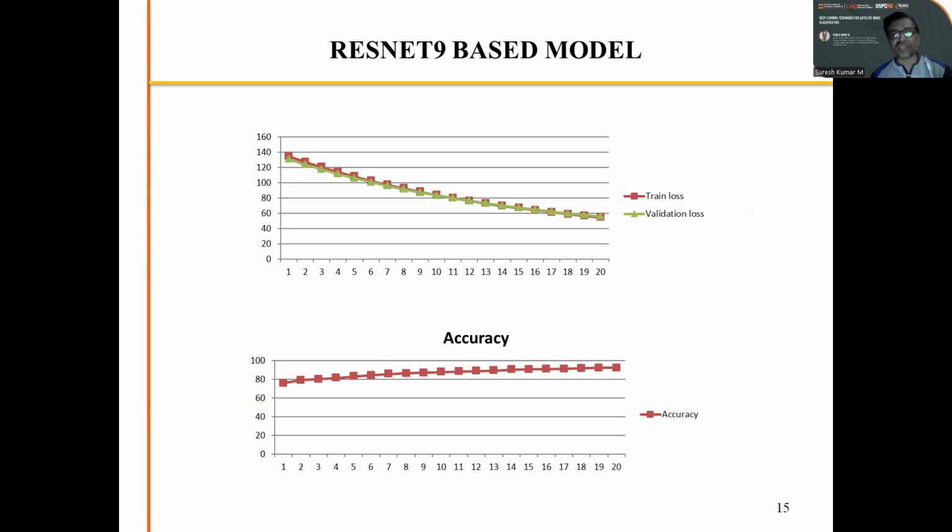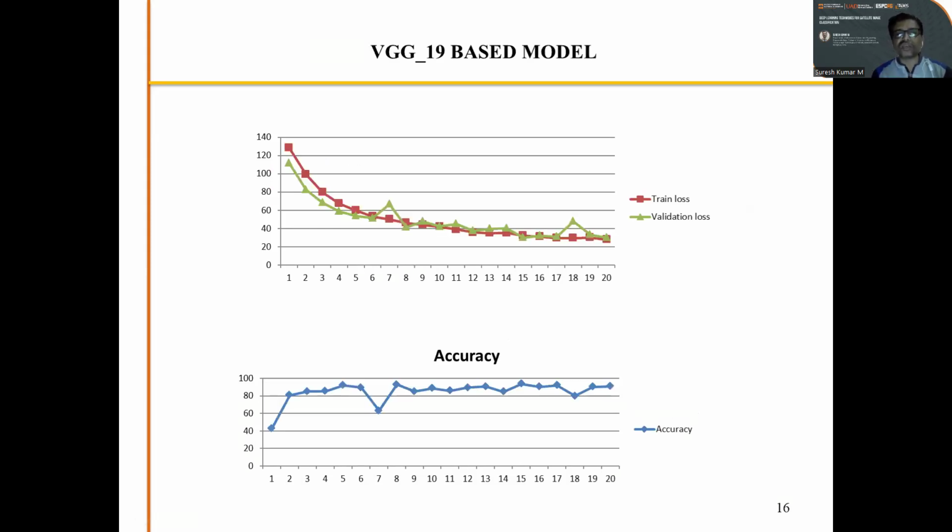Coming to the ResNet, the second model, here also we observe the validation loss and training loss decreased consistently when you increase the number of epochs, and also the accuracy increased from 70 to 90 as we increase the number of epochs from 1 to 20. Coming to the VGG 19 based model, here also the loss decreased consistently and accuracy also increased consistently. Accuracy was only 40 at the starting, then it increased up to 90, as we increase the number of epochs from 1 to 20.